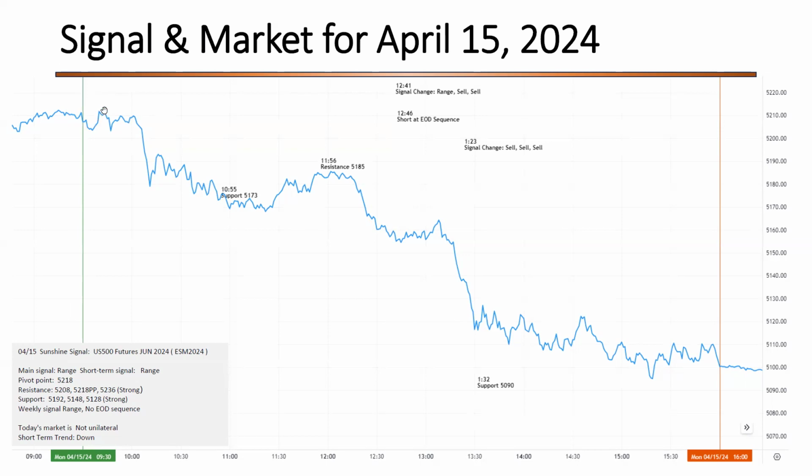So the market opened, and we can see that there's a period of consolidation for about an hour, and then the market fell. So if you had taken the trade at market open, you would have captured about 20 points right here.